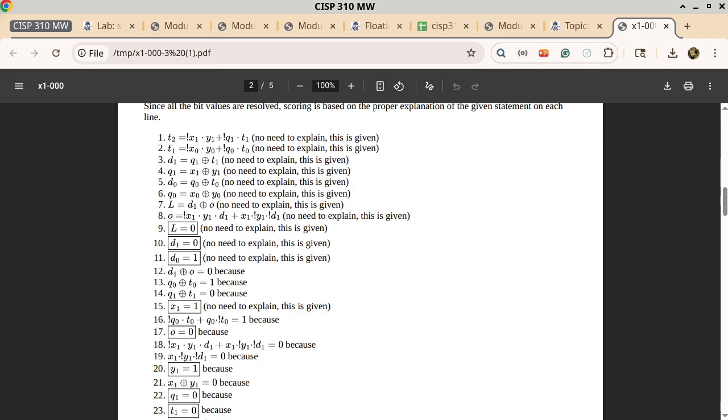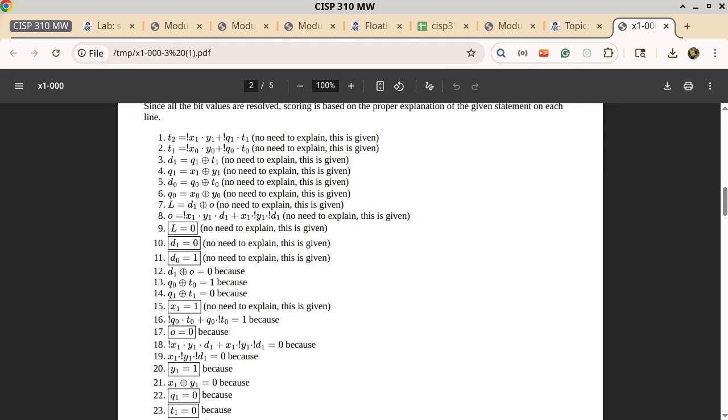So now we are going to line 14. Line 14 is probably about the same, because Q1 exclusive OR with T1 will give us D1. So that would be number 3. And we also know that D1 equals 0. So that's how we know the way line 14 is expressed.